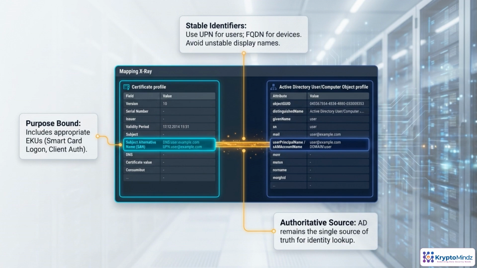The core design decision in PKI identity integration is how you map certificates to accounts. Active Directory should be the authoritative source. Every identity in a certificate must be derivable from AD attributes, not invented in the PKI. Use stable identifiers, typically UPN for users and FQDN for devices. Avoid display names or email addresses that can change. Then bind purpose tightly using EKUs, smart card logon, client auth, or others as required. That combination of solid mapping and clear purpose makes certificate-based authentication predictable and auditable.